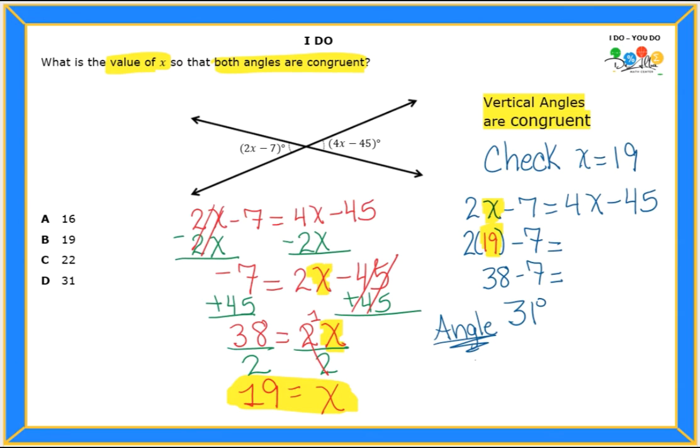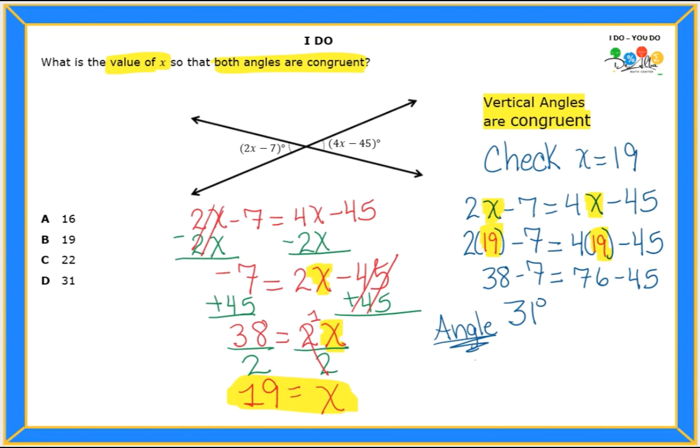Now let's go to the right side. Now I want to work out the one on the right. And what I'm going to do is I'm still going to replace x with a 19. Because remember that if x is 19, that means that my statement on the right should also be equal to 31. Okay, so I'm going to multiply 19 times 4. Okay, I get 76.